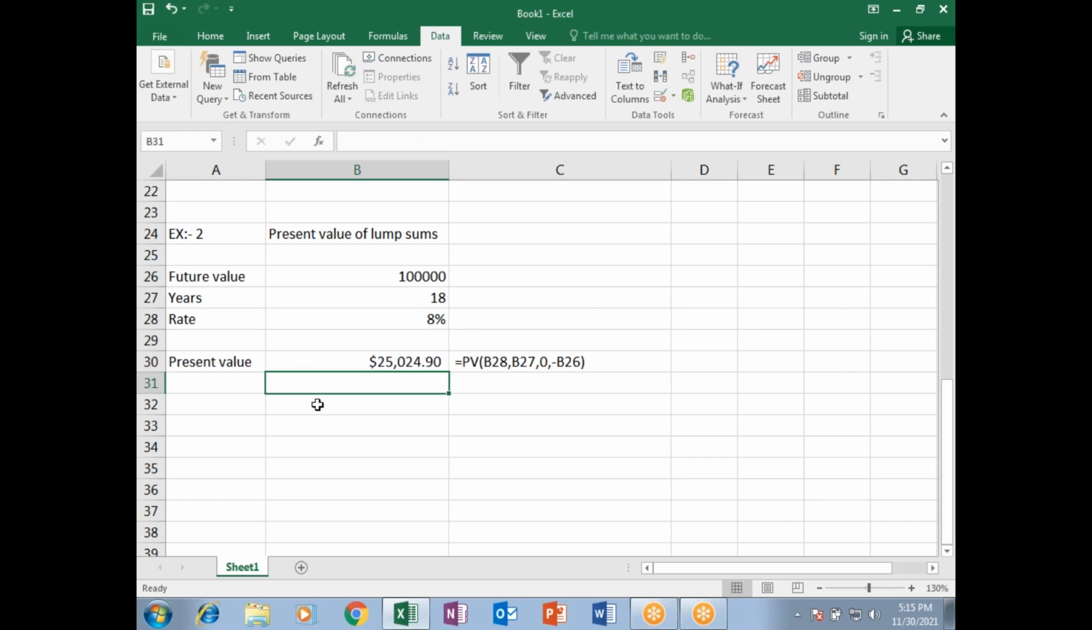So now think that I want to find the present value of annuities. For example, I offer you to invest 1,000 rupees per year for 10 years with a rate. I can select 8% only, or I can give 18 years only. I wanted to find how much you would be willing to pay for this annuity. That time I don't give the future value, I will give the payment value.